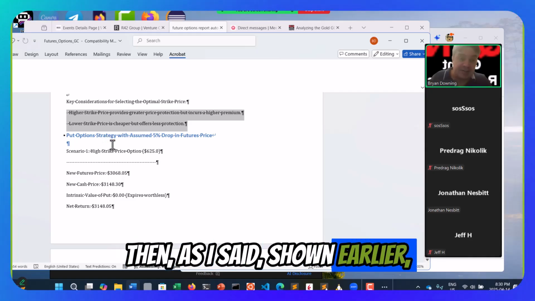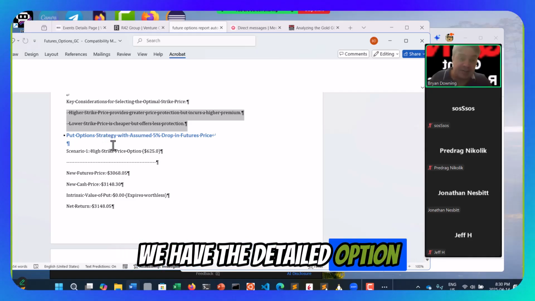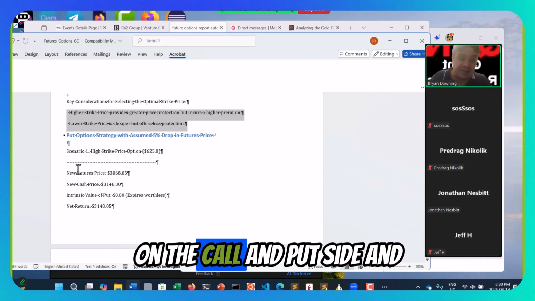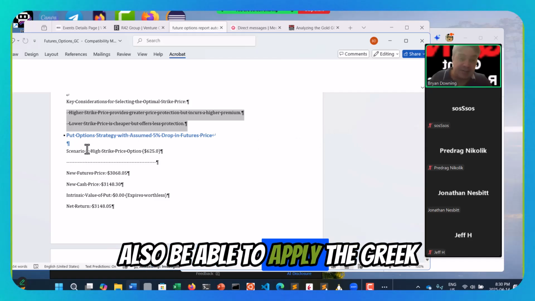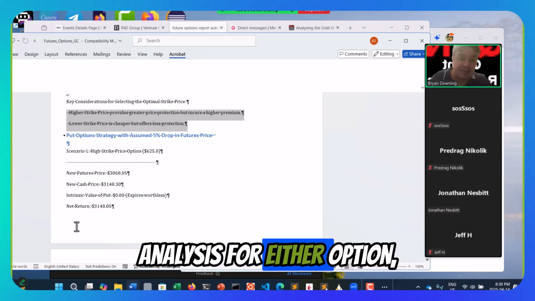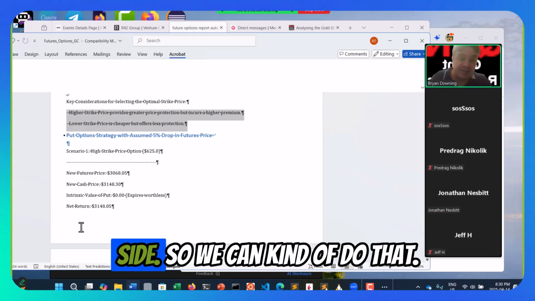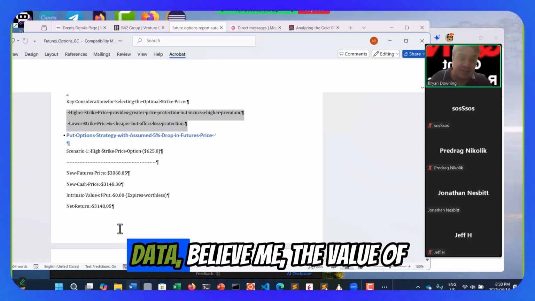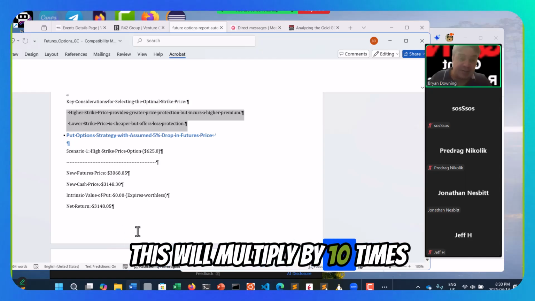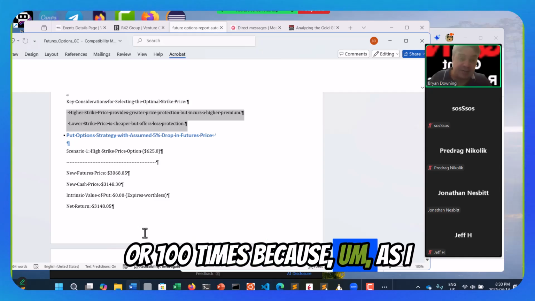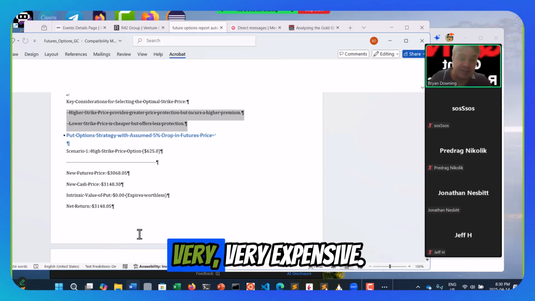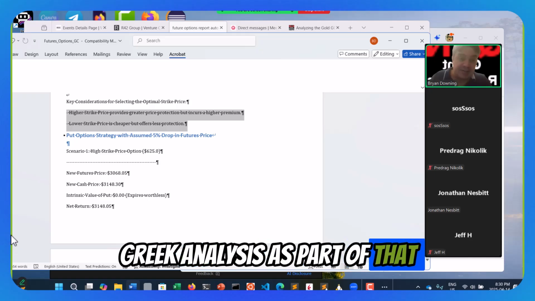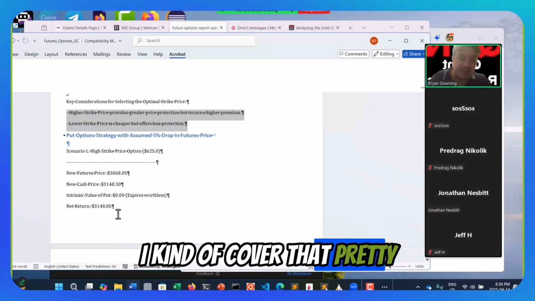Okay, and then as shown earlier, we have the detailed option chain at this price here, and we can get the measurements on both the call and put side, and also apply the Greek analysis for either the put side or the call side. Once I get the real option chain data, believe me, the value of this will multiply by 10 times or 100 times because, as I said, to get access to that is very, very expensive. Again, we can use the different Greek analysis as part of that on the option chain as well. So I kind of covered that pretty well.